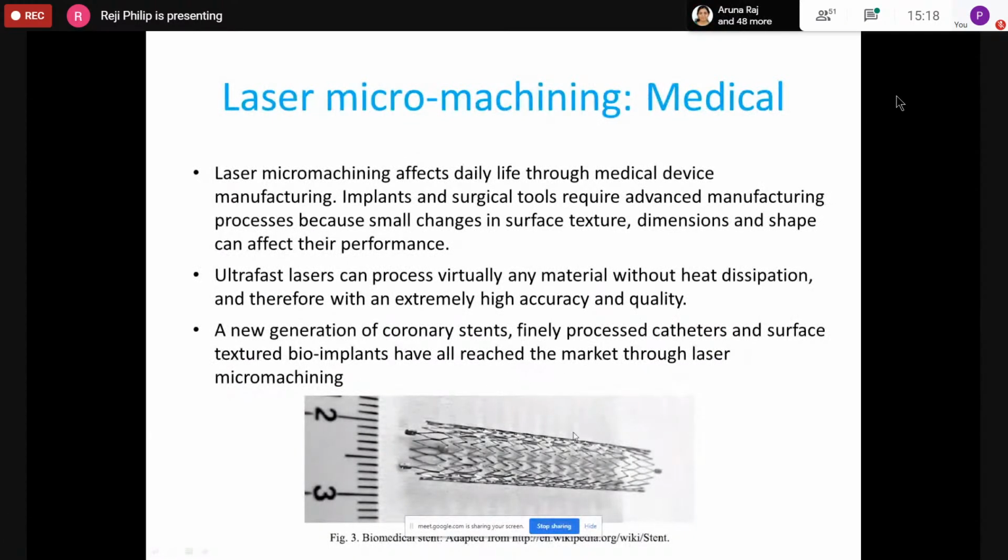So this is a photograph of one of those biomedical stents, which I took from the internet.